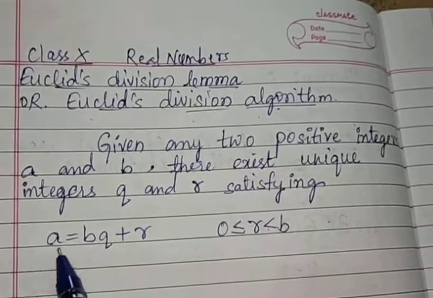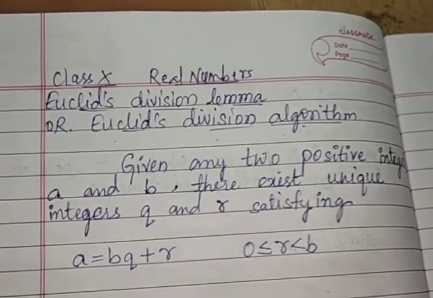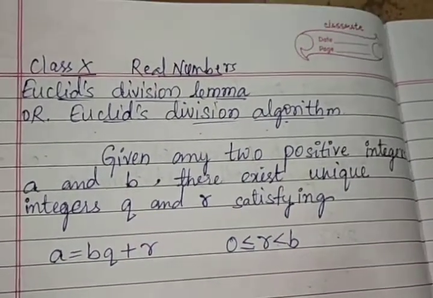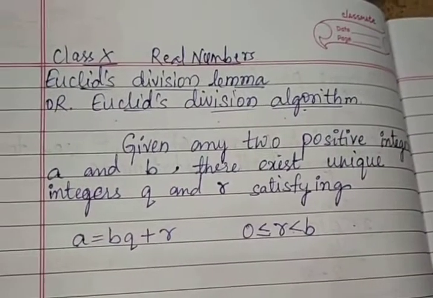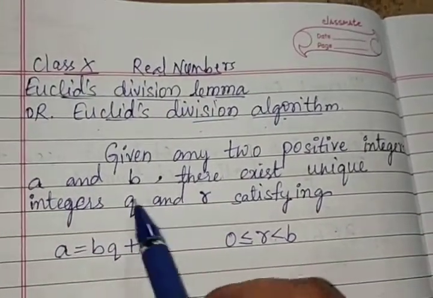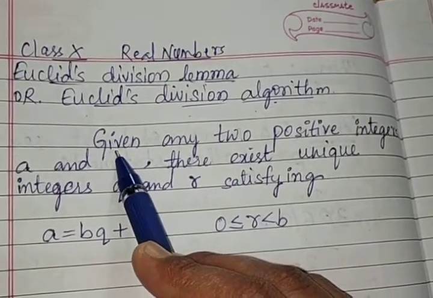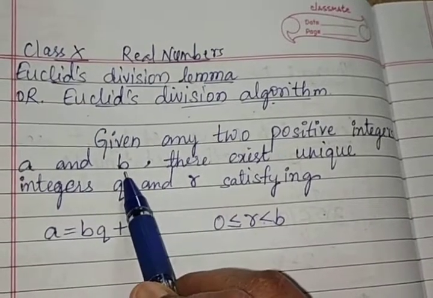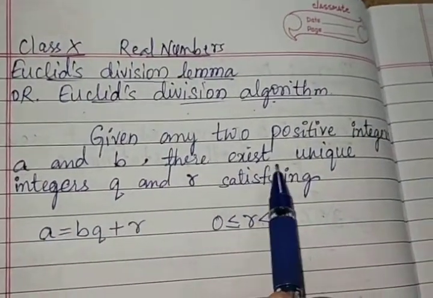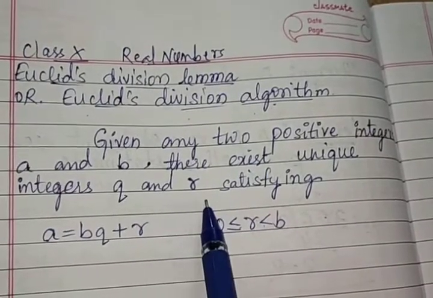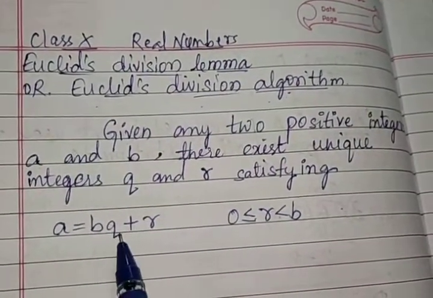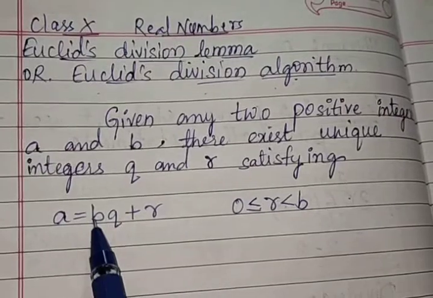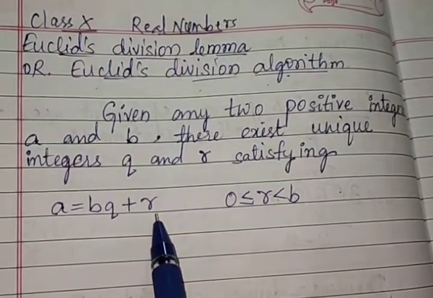I have said that dividend is equal to divisor into quotient plus remainder. We learned that in the previous video, and now we are going to use the same thing with certain different letters. Now this is the statement for Euclid's division lemma. Given any two positive integers, a and b, there exist two unique integers, q and r, satisfying a is equal to bq plus r, where a is the dividend, b is the divisor, q is the quotient, and r is the remainder.